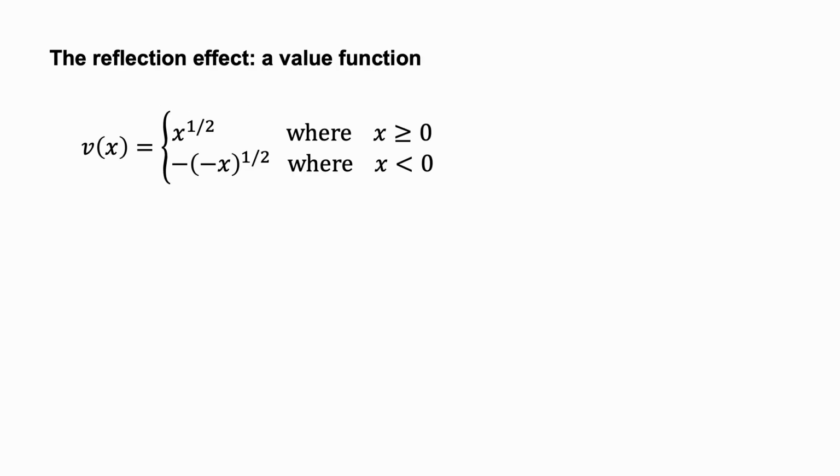The following value function is an example of a function with diminishing sensitivity to both gains and losses. This function generates the reflection effect. As x increases in magnitude in either direction, the marginal change in value from each incremental unit of x decreases. This decreasing marginal change is implemented via the power of 1/2. For the value of the gain or loss to double, the size of the gain or loss must quadruple.